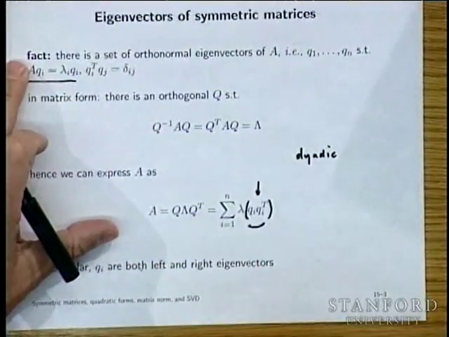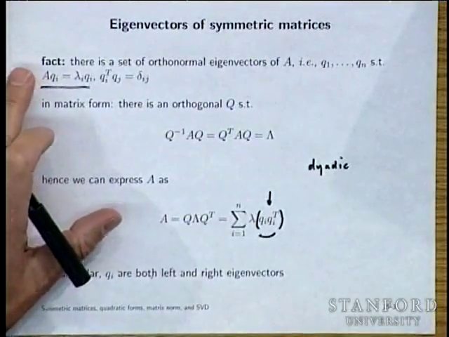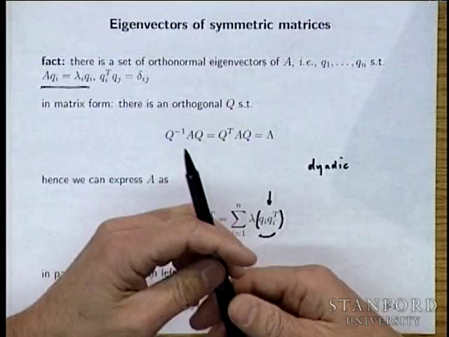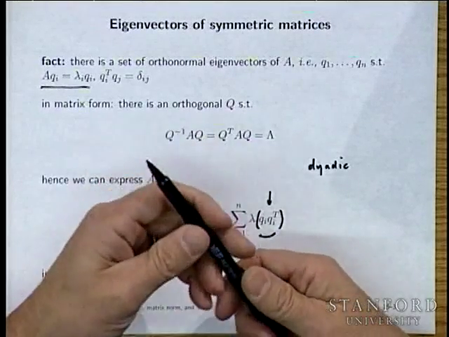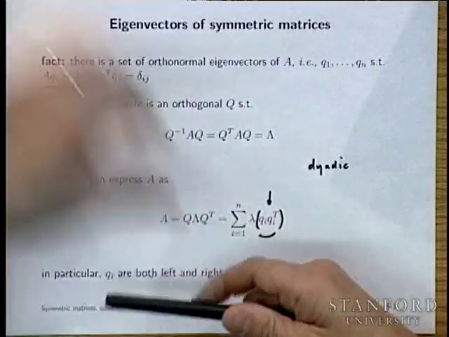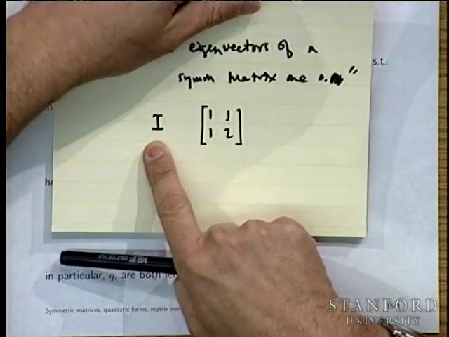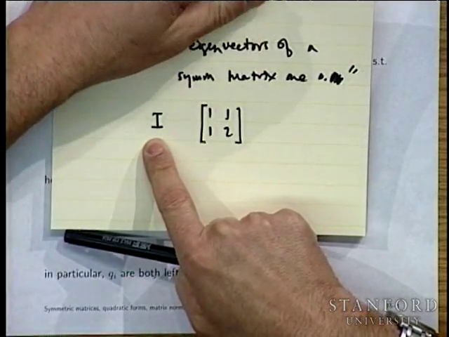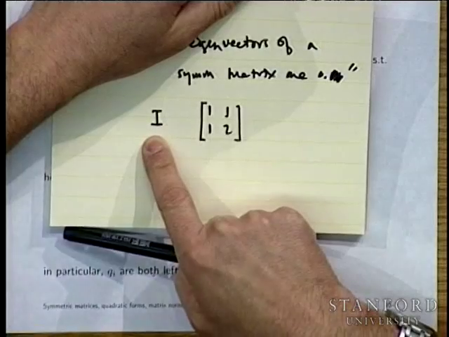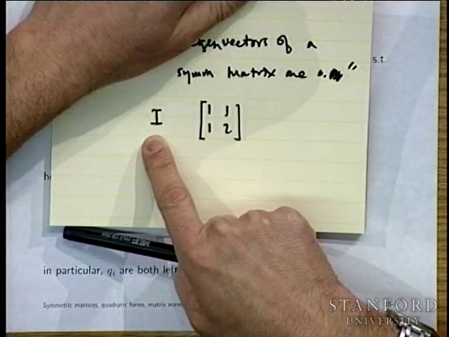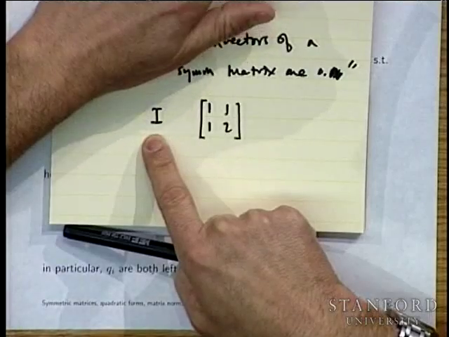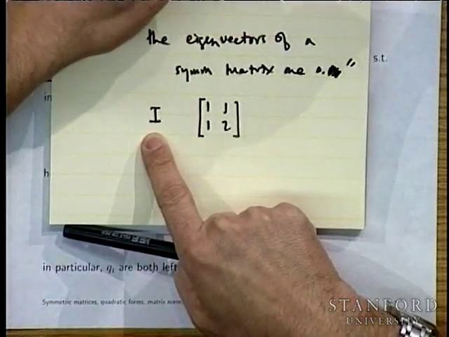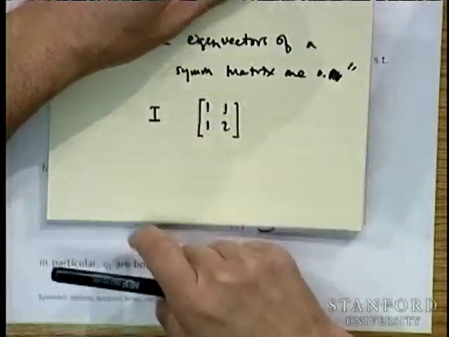So the right statement is, you can choose the eigenvectors to be orthonormal. And that statement is surely true for I. Because, for example, I could choose (1, 0) and (0, 1). For that matter, I could choose (1, 1) divided by square root of 2, and (1, -1) divided by square root of 2, and that would also be an orthonormal set of eigenvectors for I.